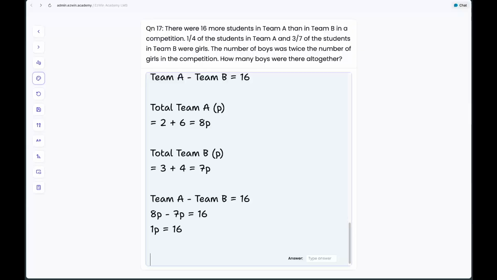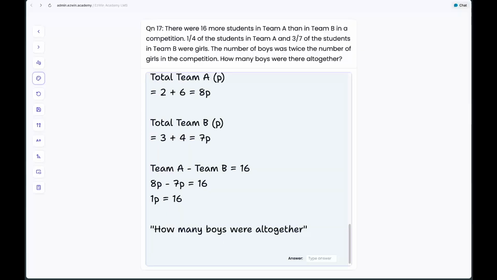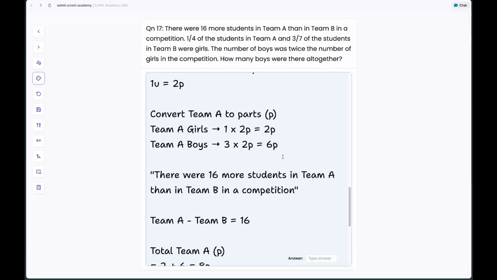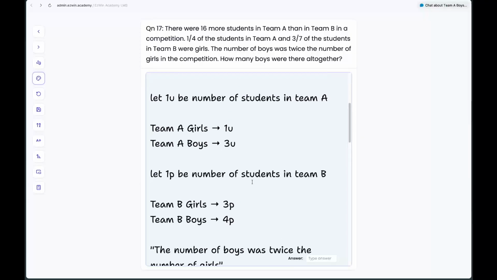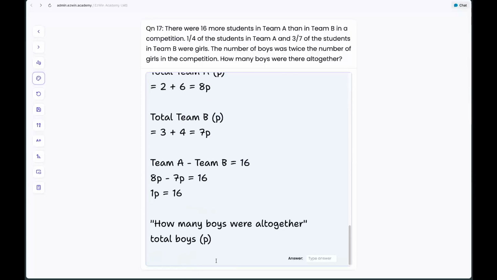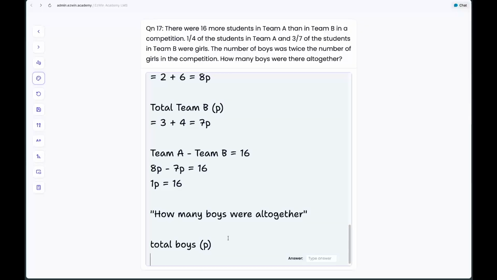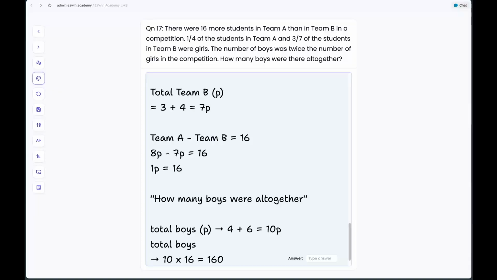So from the question, it says, how many boys were there all together? So the total boys from the 2 teams will be equal to 6 parts from Team A, and Team B would then be 4 parts. So the total number of boys is 10 parts. Obviously, that means for the total boys, since 1 part is 16, the total boys will be equal to 10 times 16, which is equal to 160.